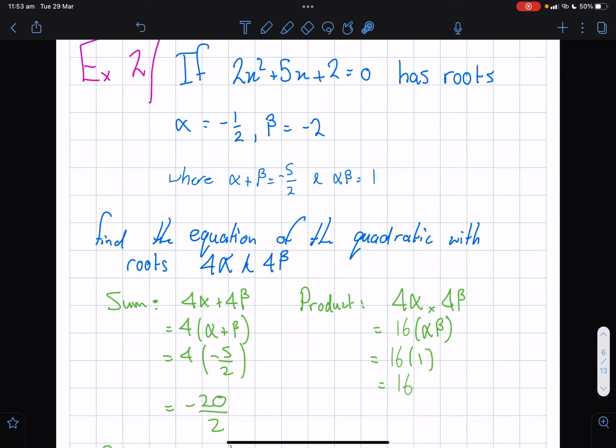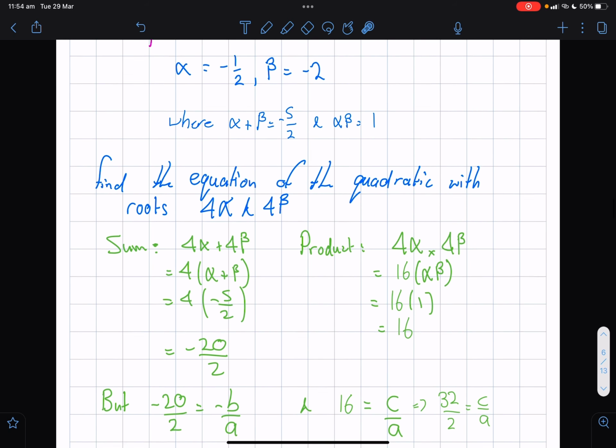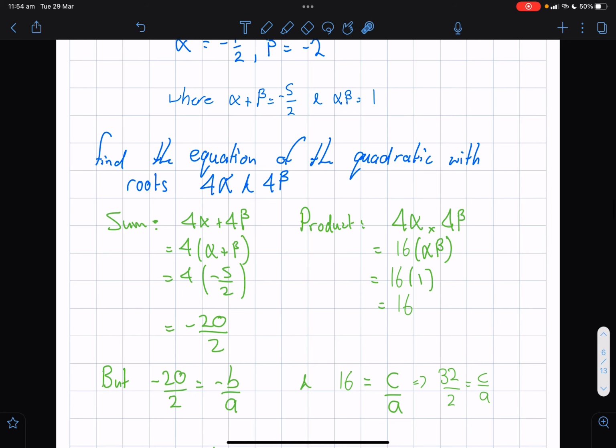Now the product of the roots, 4 alpha times 4 beta, we've got 4 times 4, which is 16, times alpha times beta. Up here, alpha times beta equals 1. Therefore, the product of our new roots is 16. So, the reason I left it in this fractional form is so it's an easy comparison to our coefficients, okay, from at the start of the video, so we can easily read across.